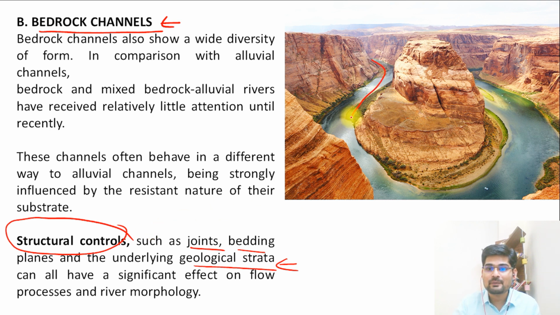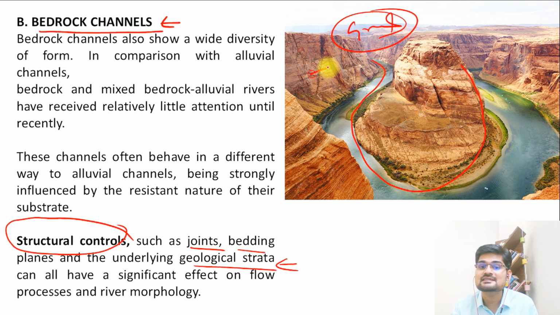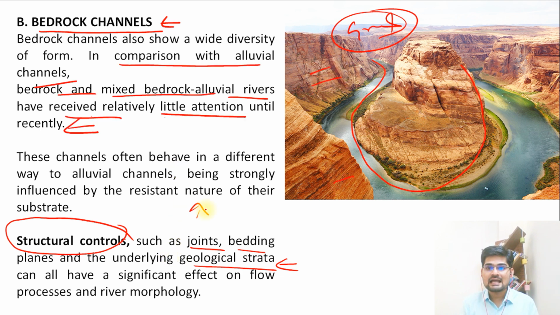So you look at this particular pattern, what do you observe here? There is a creation of this gorge and canyon situation. This is of Grand Canyon, as we know. But remember, the structure is important here. These joints, faults, these things are important. And in this case, the river occupies the path of least resistance. Where it is least resisted, that is where it is moving. So that is important when we talk about bedrock channels.